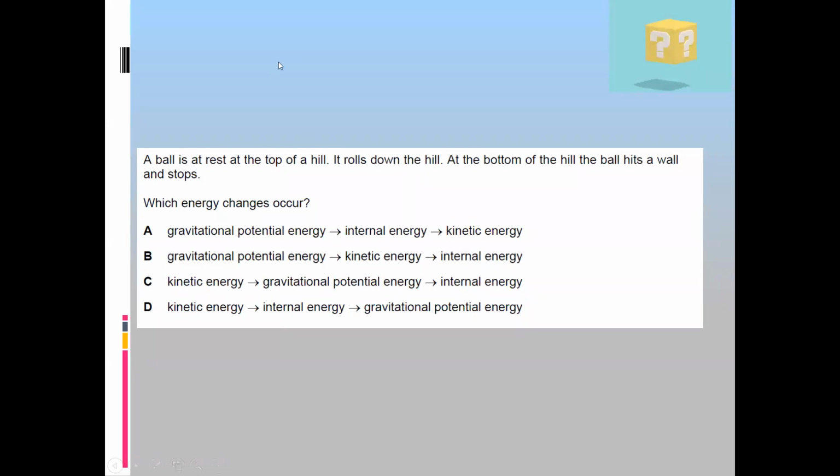The ball is at rest at the top of the hill. So at the top of the hill, there is a ball which is at rest, not moving. It rolls down, so it is coming down. At the bottom of the hill, the ball hits the wall. So there is a wall example. The ball hits the wall and stops.